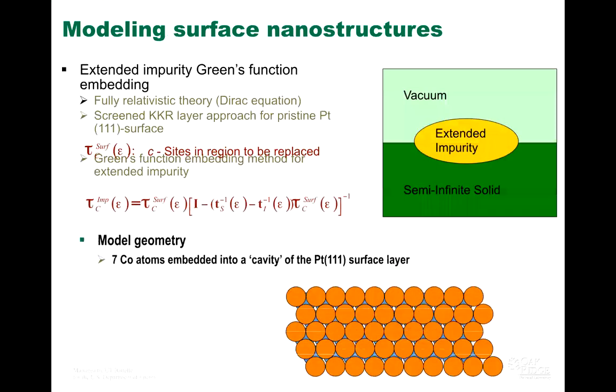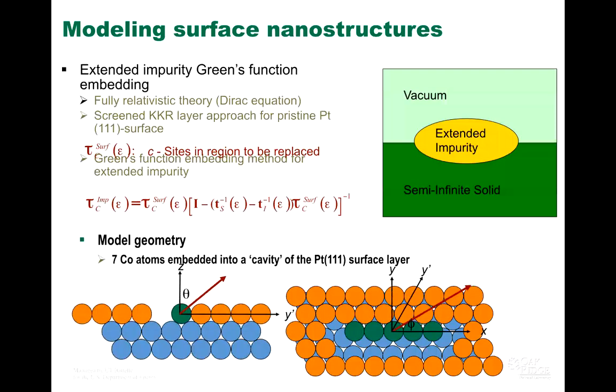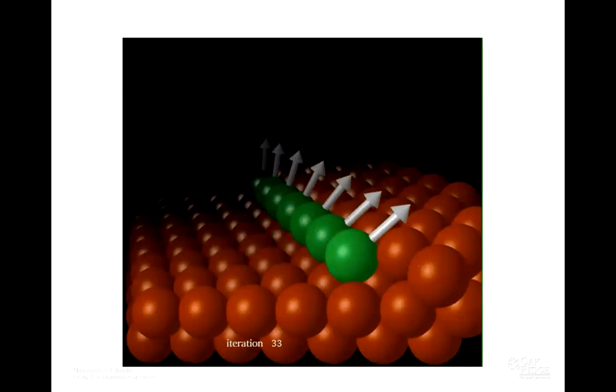We can make a model where we embed these steps into a layer of platinum, and put on these 7 atoms of cobalt, and find the calculated orientation of these magnetic moments completely from first principles using quantum mechanical simulations.